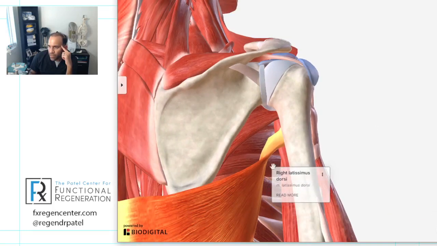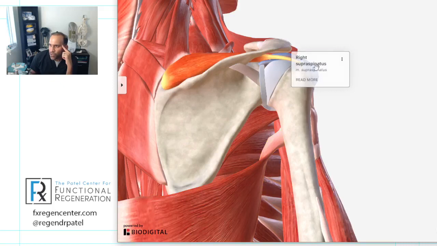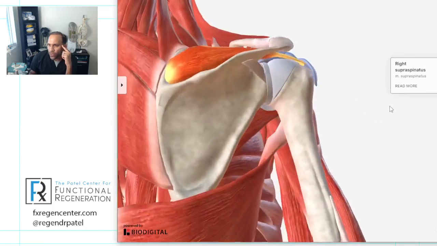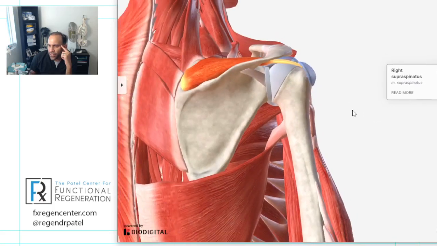Right? You can see that this muscle is down here, attaching here, pulling this ball down, which actually makes space for the supraspinatus or rotator cuff tendon. Really, really important for us to consider this.